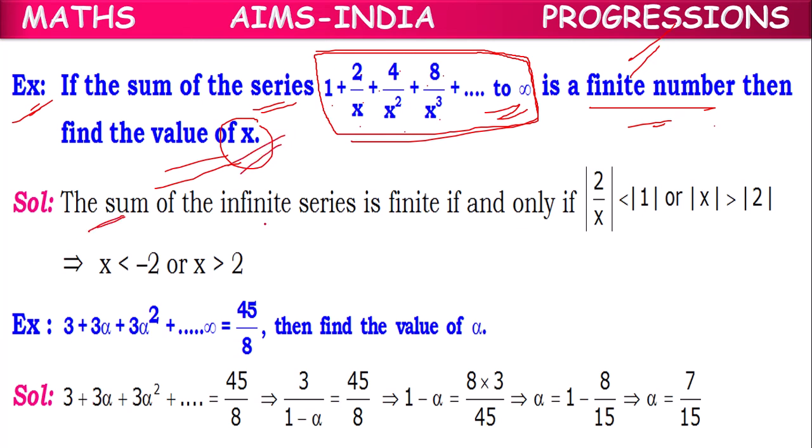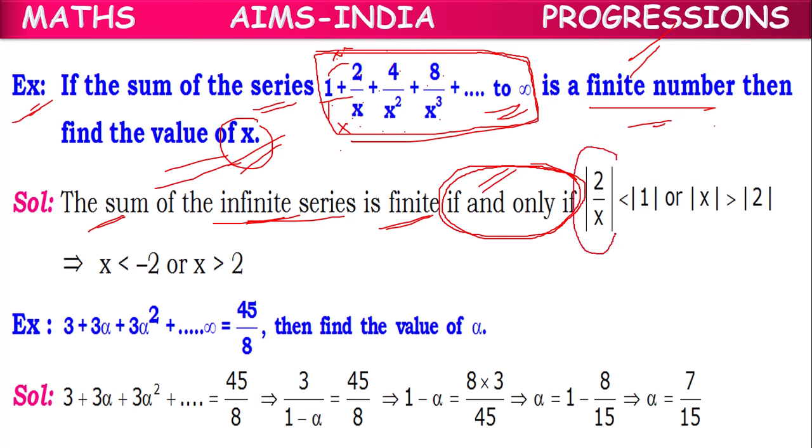The sum of an infinite series is finite under only one condition, that is, if and only if... What is the condition? Here, actually, the common ratio: 1 we can take as 1 by 1. 1 into 2, 2. 1 into x, x. Again 2 into 2, 4. x into x, x square. So here 2 by x is the common ratio.